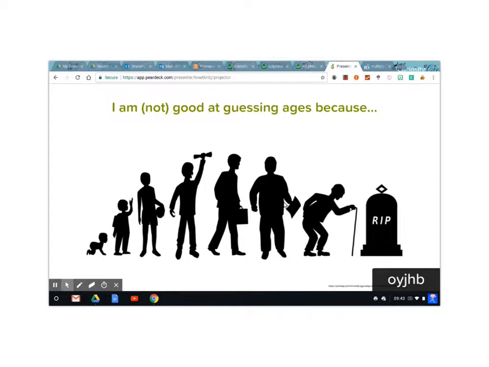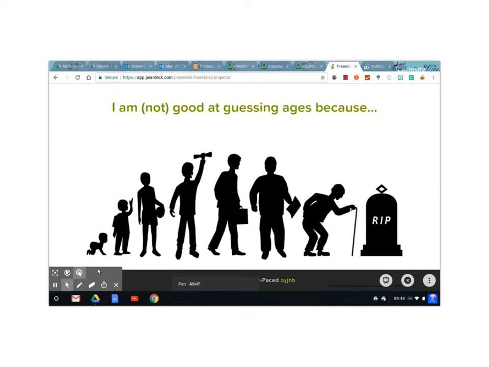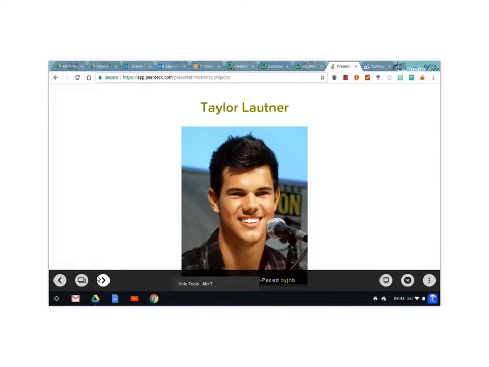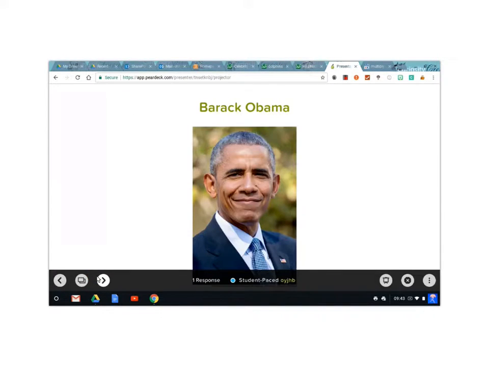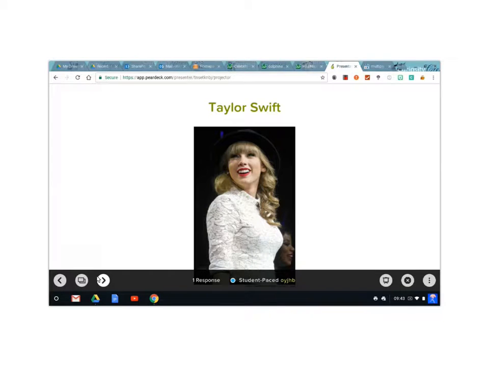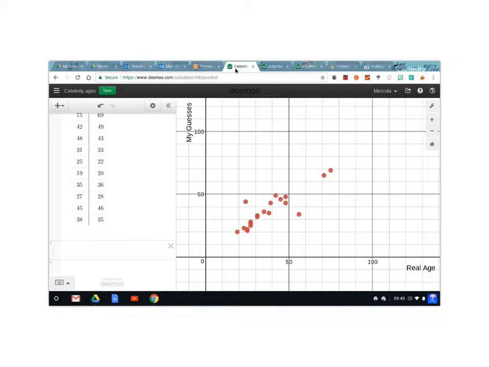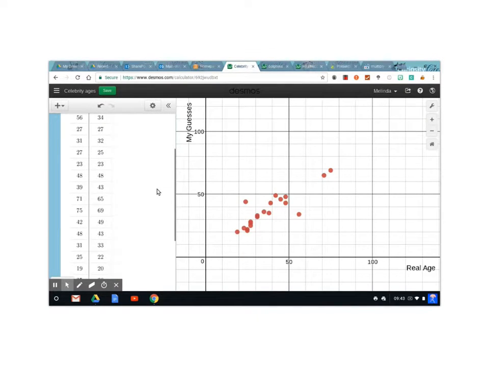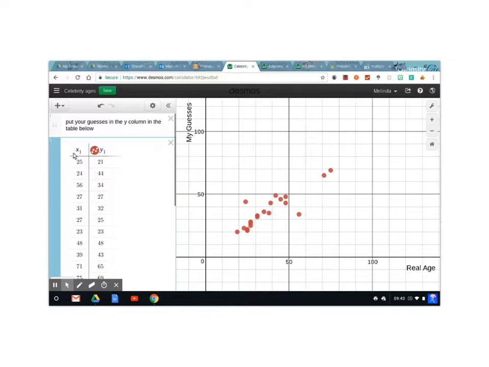Our grade 9 students are learning about scatter plots and linear relationships. To get us started, I'd like to have some fun guessing ages of celebrities. Like Taylor Lautner, Miley Cyrus, Barack Obama, Taylor Swift. We then take our guesses and the actual ages and make a table in the Desmos calculator. So our actual ages are the x1 column and our guesses are the y1 column.